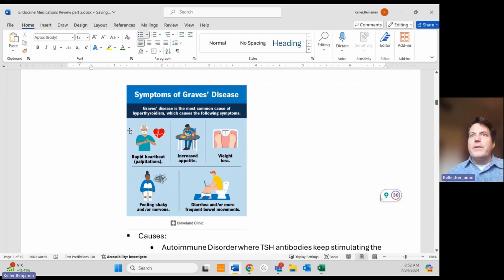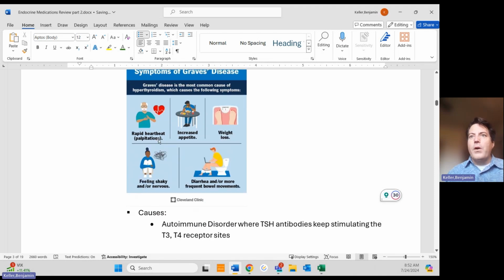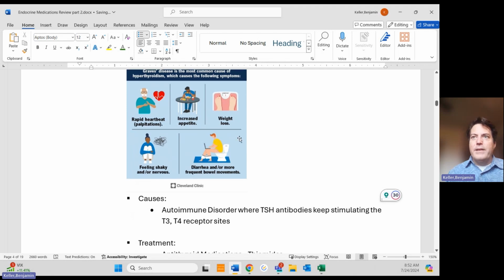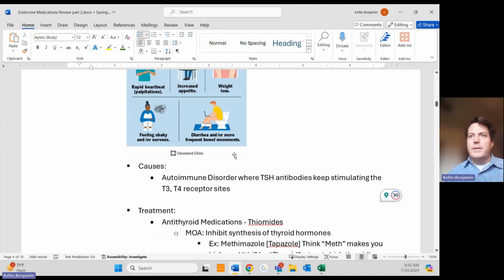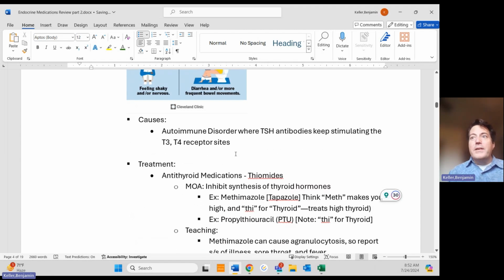So here's some examples of Graves' disease. Some more symptoms: heart rate, palpitations, increased appetite, weight loss, feeling shaky or nervous. Tremors is another way you'll see it on the NCLEX. Having diarrhea or frequent bowel movements. You think high and fast everything. So fast bowels are diarrhea. Slow bowels are constipation.